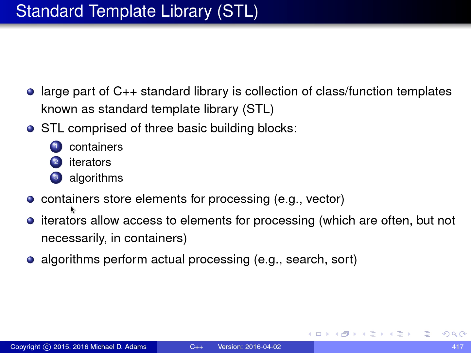Containers essentially store elements for processing. An example of a container is the vector class template. Iterators allow access to elements for processing, and these elements are often in containers, but they don't necessarily have to be. So iterators essentially provide access to data for processing. And then lastly, algorithms perform the actual processing, for example, searching or sorting or other types of algorithms.